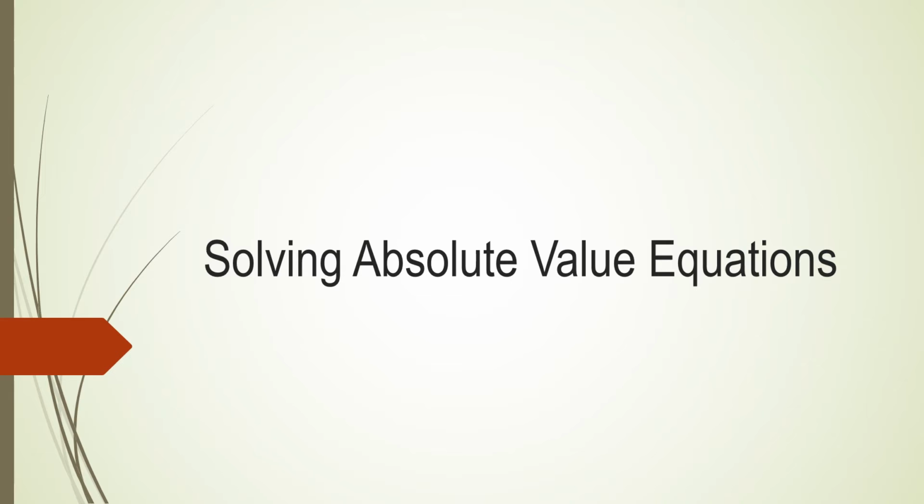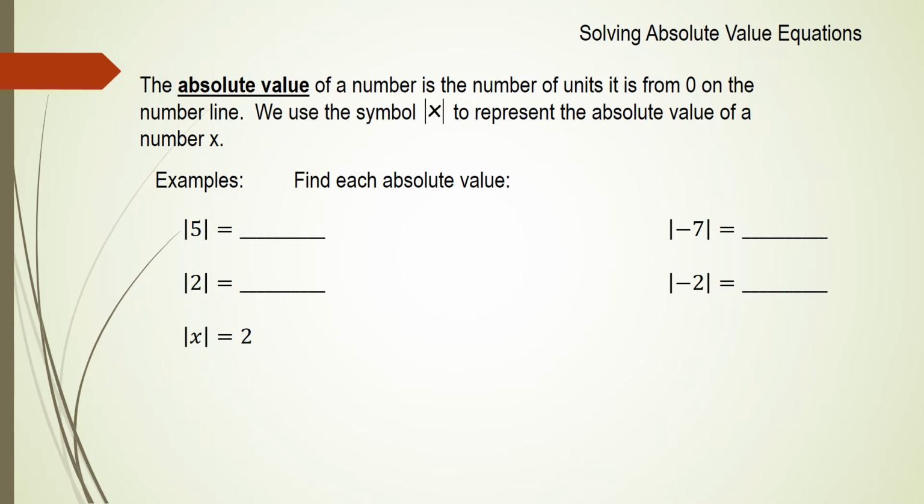Absolute value equations. Let's get started. The absolute value of a number is the number of units it is from 0 on the number line. We use the symbol with the 2 bars and x in the middle to represent the absolute value of a number. So here are some examples.